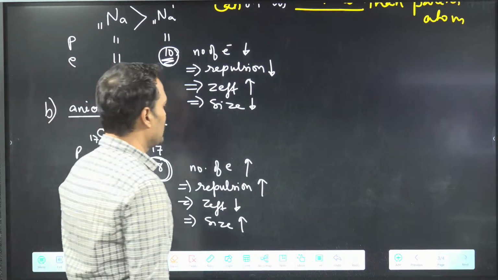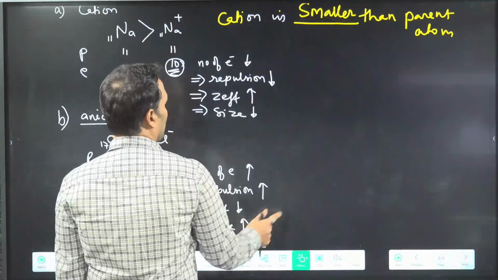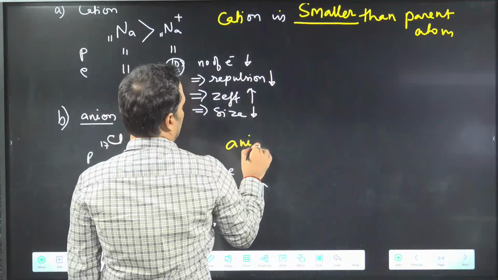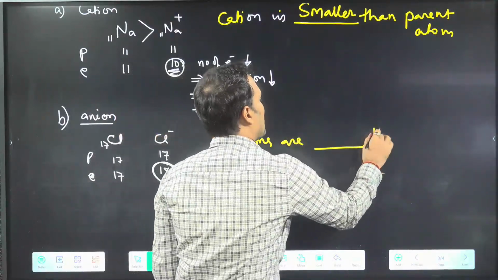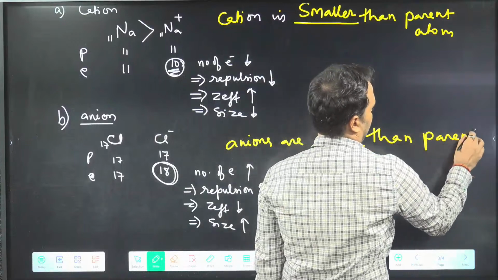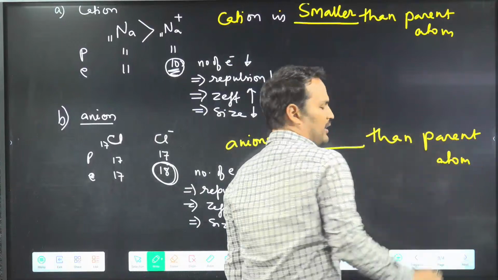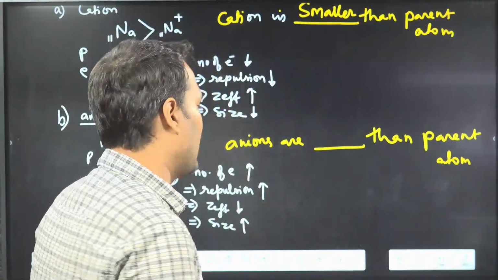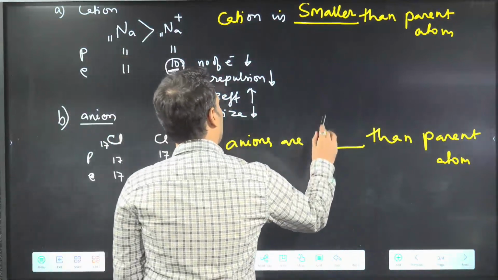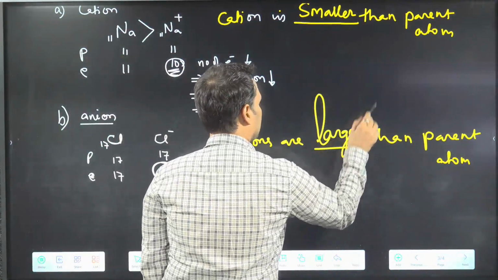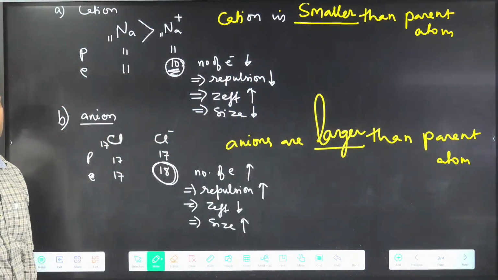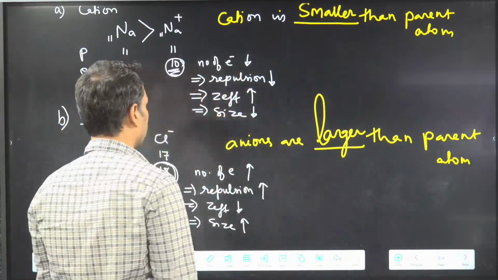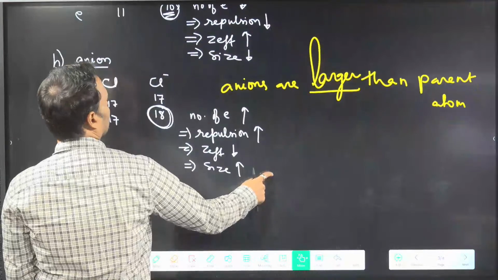Done. So what will I write here now? Similar to this, tell me. Anions are dash than parent atom. Fill in the blanks. Everyone tell this quickly now. Anions are larger than parent atom, bigger than parent atom. Clear? Okay, done.